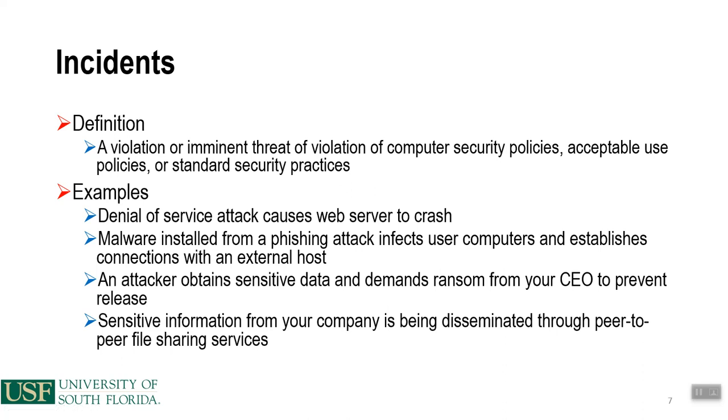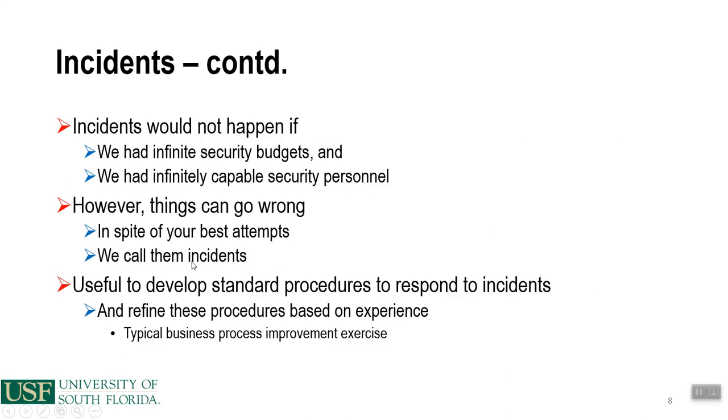Malware installed from a phishing attack infects user computers and establishes connections with an external host. An attacker obtains sensitive data and demands ransom from your CEO to prevent release. Sensitive information from your company is being disseminated through peer-to-peer file sharing services. So these are all examples of incidents that may have occurred on your particular network.